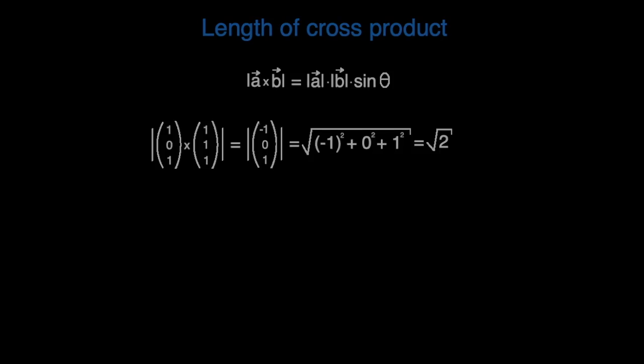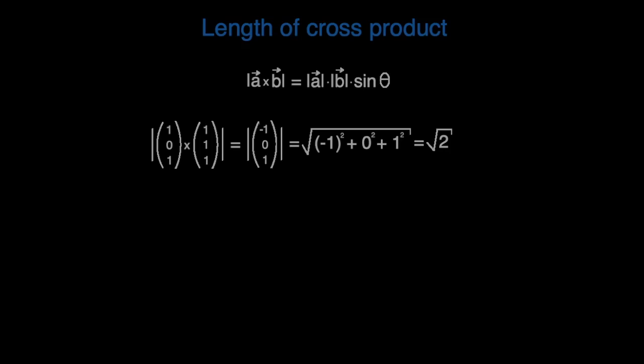Now suppose we have the vector A equal to (1, 0, 1), and the vector B equal to (1, 1, 1). Let us try to compute the length of their cross product using the two methods. In this case, as we are given the vectors, of course, the easiest would be to use the first method and so compute their cross product and then the length of it.